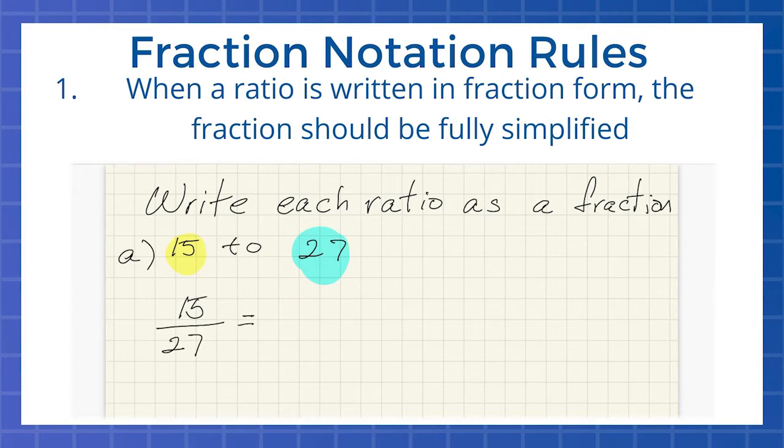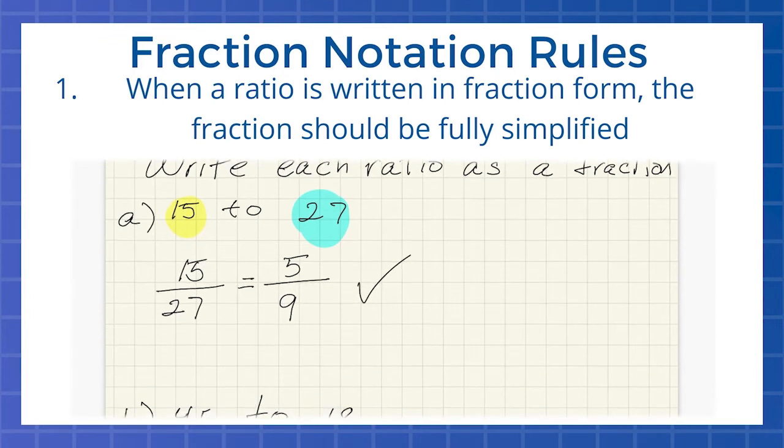But this fraction is not simplified. Then in order to simplify it, I will divide both numbers by 3. 15 divided by 3 is going to be 5. 27 divided by 3 is going to be 9. That's it. That's the solution.